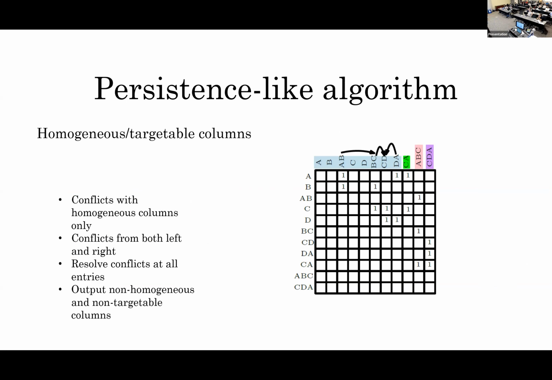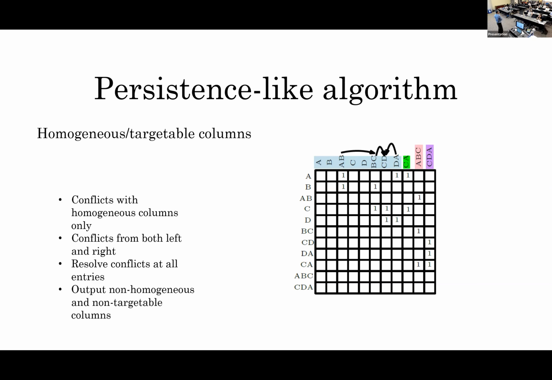The conflicts: like in the persistence algorithm, the lowest one conflicts with anyone to the left if another column has its lowest one at the same row. But this time, the conflict only happens if it is triggered by a homogeneous column, not by anybody. So conflicts with homogeneous columns only, that's one thing. If a column has the lowest one in a row shared with a homogeneous column, that's a conflict. Otherwise, it's not a conflict.